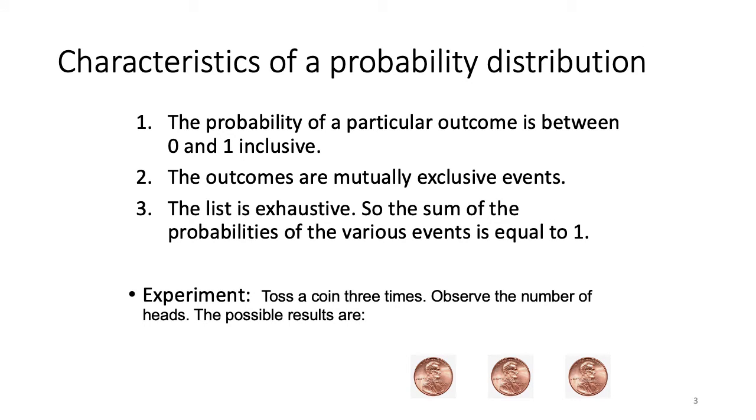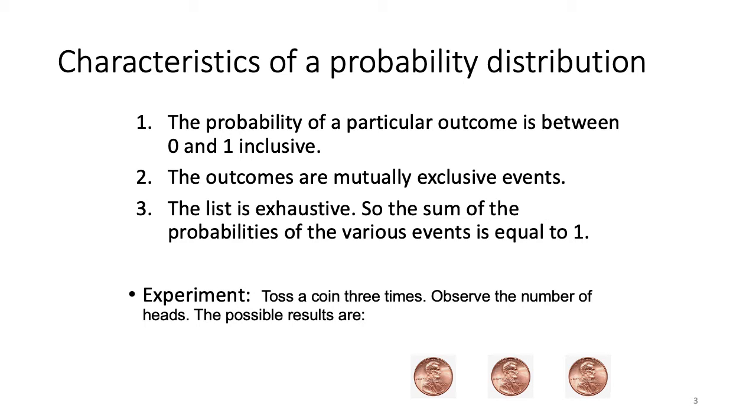So this is a general probability distribution. First, the probability of a particular outcome is between 0 and 1. The outcomes are mutually exclusive events. The list is exhaustive, so the sum of probabilities of the various events is equal to 1.